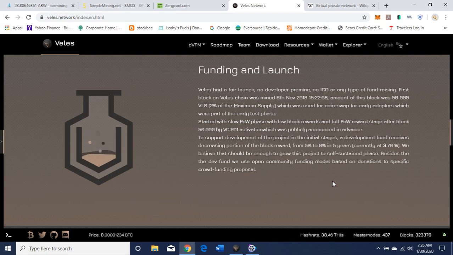It started with a slow proof of work phase with low block rewards and a full proof of work reward stage after block 50,000 by VCIP01 activation, which was publicly announced in advance. To support development of the project in the initial stages, a development fund receives a decreasing portion of the block reward from 5% to 0% in 5 years, currently at 3.7%. We believe that should be enough to grow this project to a self-sustained phase. Besides the dev fund, we use an open community funding model based on donations to specific crowdfunding proposals.